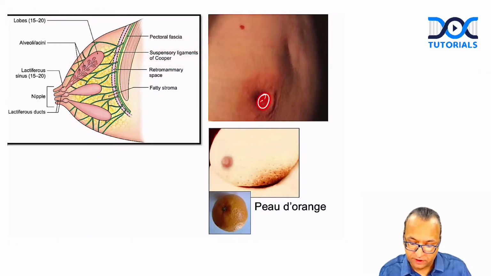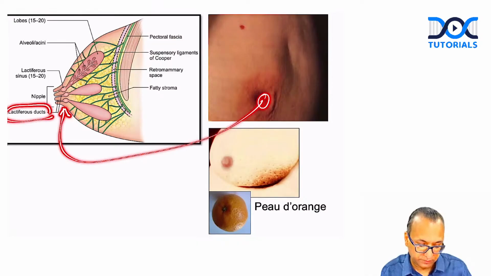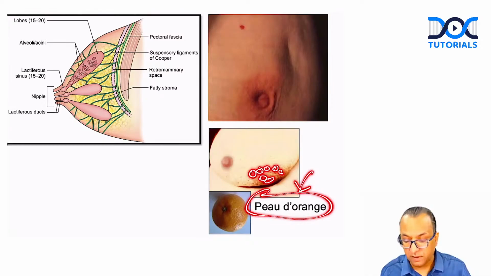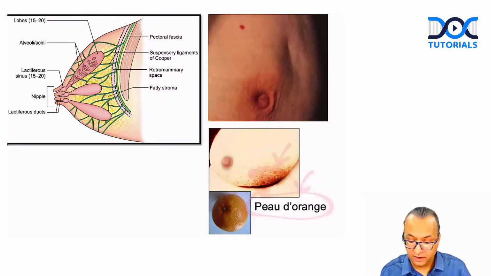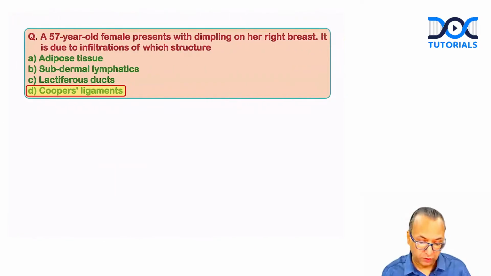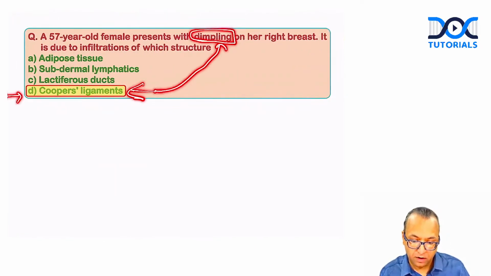If there's retraction of the nipple, something is wrong with the ducts. Infiltration, cancer infiltration basically. And if you're talking about subdermal lymphatics, then peau d'orange, orange peel appearance. Subdermal lymphatics here. This is ductal infiltration by cancer cells. And this is the Cooper ligament, which we are showing here. So Cooper ligament is the answer. Why? Because they're asking about dimpling on the breast.